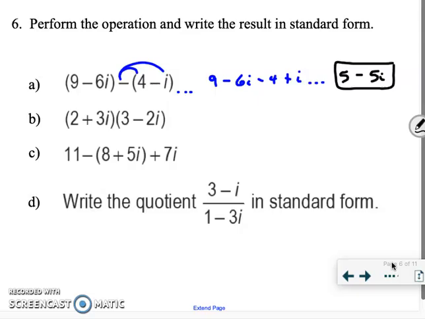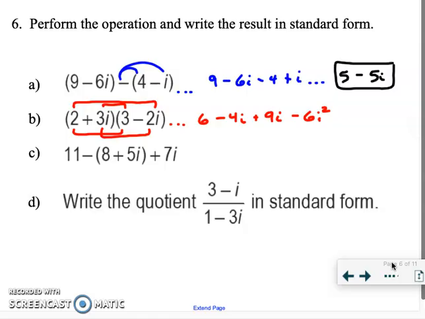Part B, this is going to require the FOIL method. So multiplying this out, I'm going to multiply the first here. That's going to give me 2 times 3 is 6. The outside, 2 times negative 2i is going to give me negative 4i. The inside, 3i times 3 is going to be positive 9i. And the last term, 3i times negative 2i is going to give me negative 6i squared.